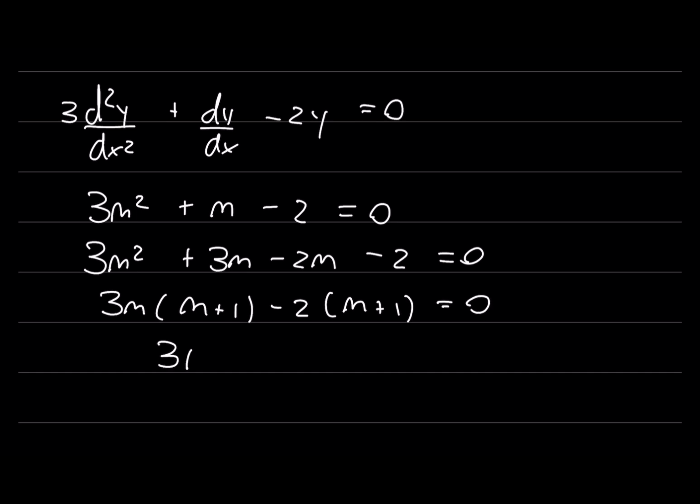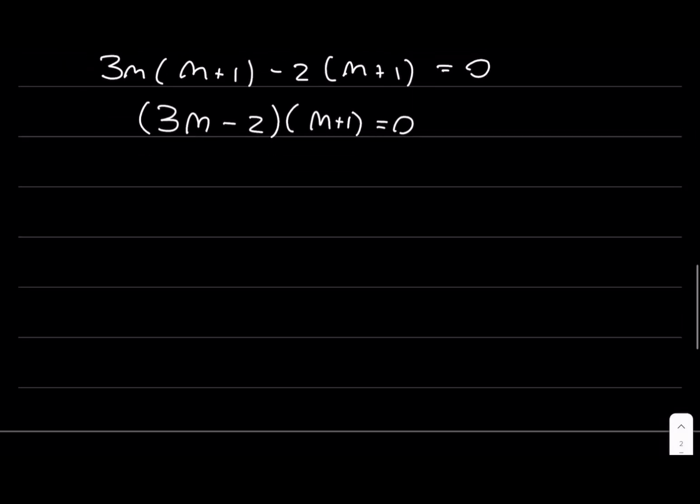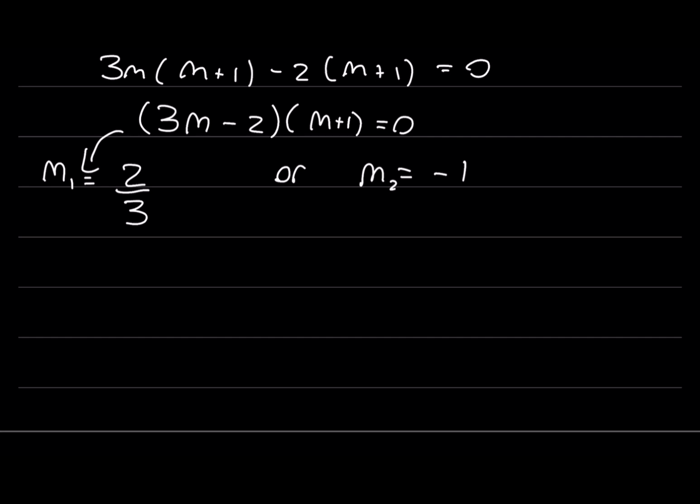So now you'll notice that our factors are 3m minus 2 and m plus 1. So what are our individual roots then? Well, either 3m minus 2 equals 0, which means that m is equal to 2 over 3, or m is equal to -1. And so you can say this is my m1 value, and this is my m2 value. You just have to label them m1 and m2, because that's what you're going to need to find the general solution.